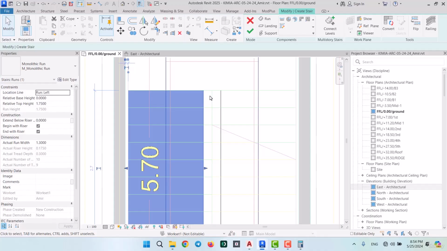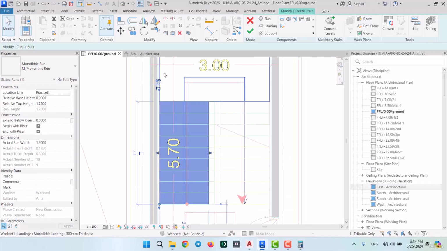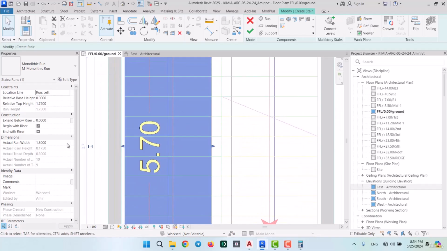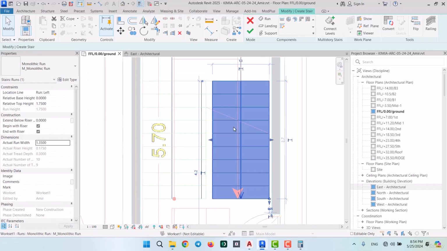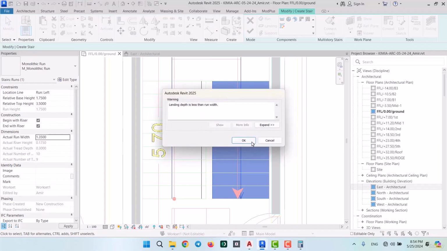So if we need a 20 centimeter stairwell, we would need to make the width of the runs 135 instead of 130. And as for this part where the width of the tread is 3 meters, then I'll have to consider 1 meter and 35 centimeters of width for the stairs. So I'll change this to 135, and I'm going to change the run width of this one to 135 as well.